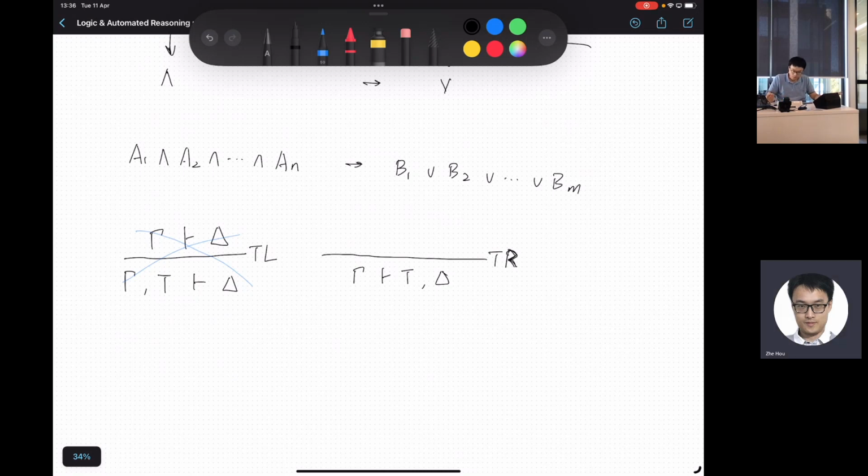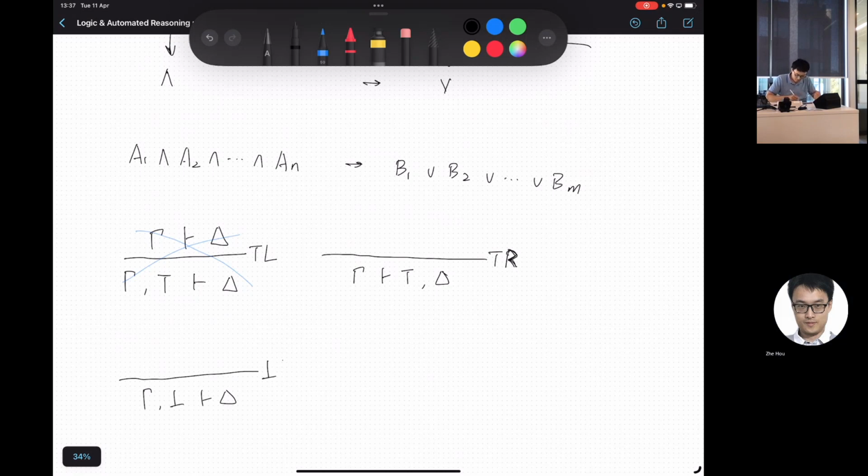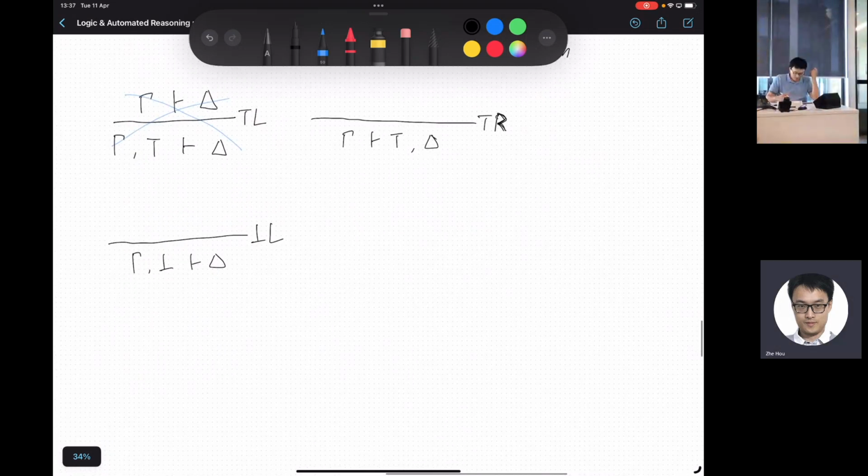The other one is falsity. The rules for falsity are exactly the opposite. We can have gamma and false turns down delta. If you have falsity on the left-hand side, then you can conclude your proof. And we don't need any falsity on the right-hand side.